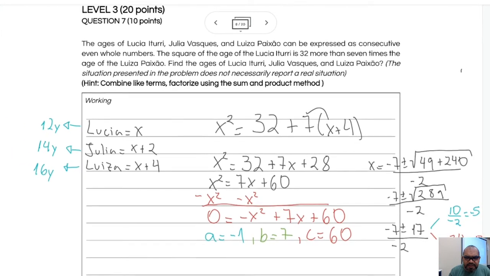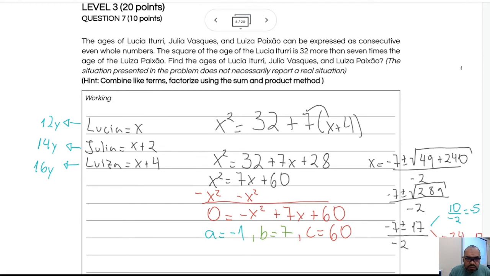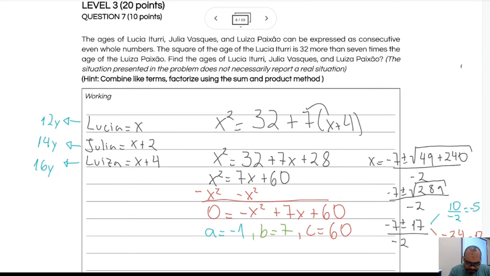And after, let's just solve. So Lucia is 12. Who is Julia? Julia is 12 plus 2, 14. Who is Luisa? 12 plus 4, 16. Great. Let's go to the next one.